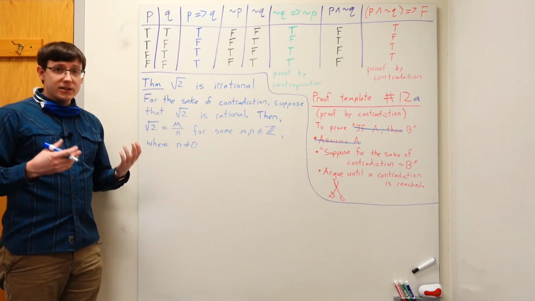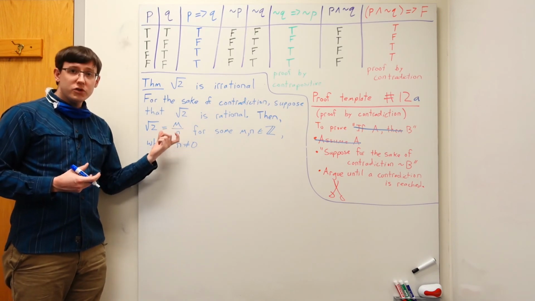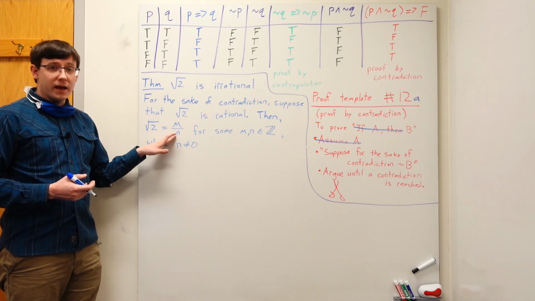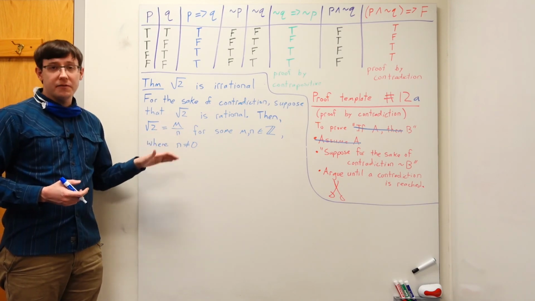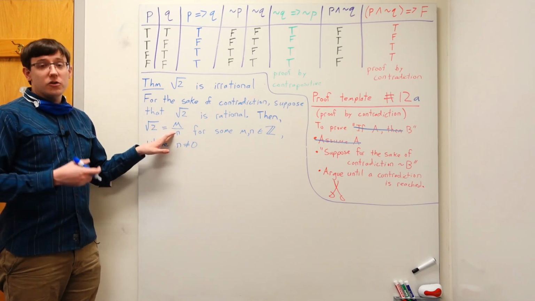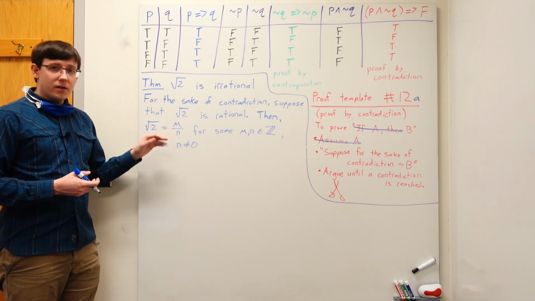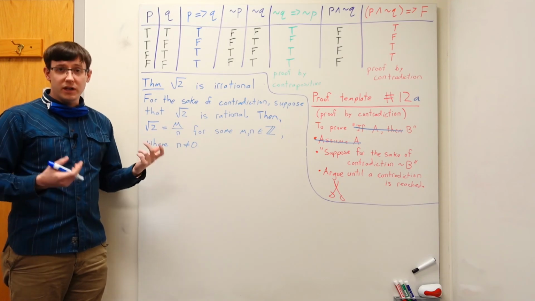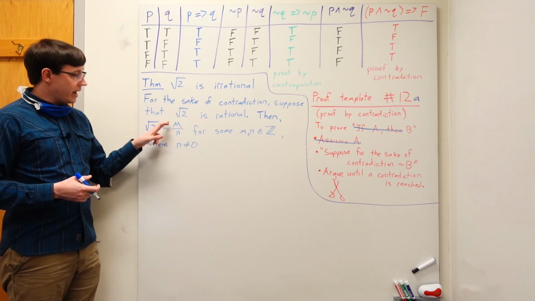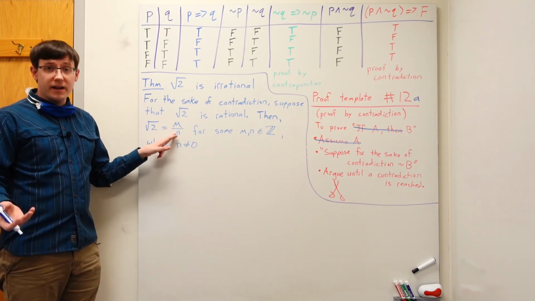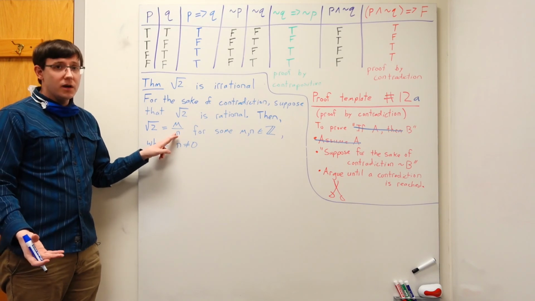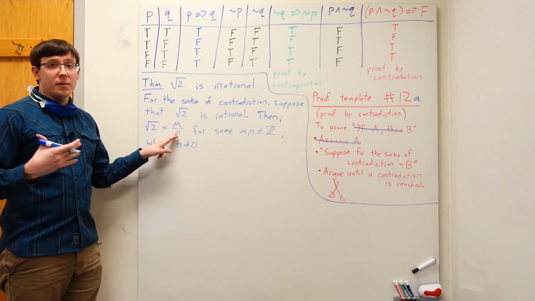And for every rational number, there is some most reduced form of that rational number where we have divided out any common factors of m and n. And so if we have chosen the m and n that represent our supposedly rational number in the most reduced possible way, then we know that m and n have no common factors, and in particular, they can't both be even, because if they were, they would both have a common factor of 2.